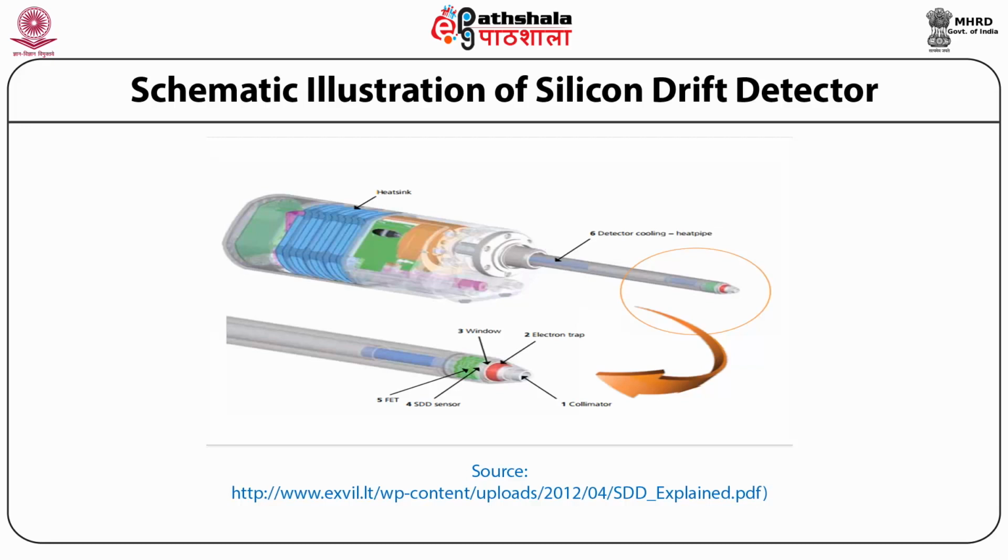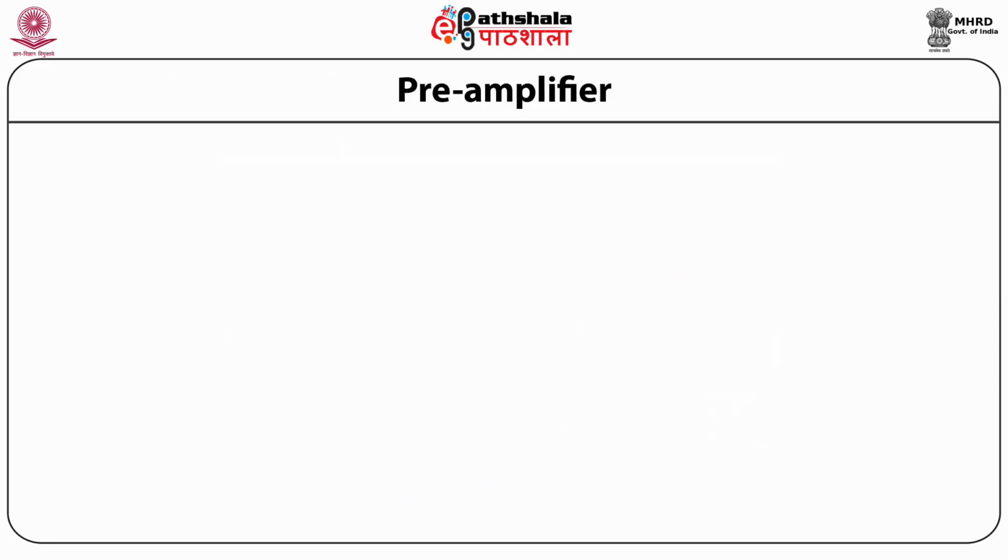A Peltier device is a thermoelectric device bound to the SDD sensor. Heat from these devices is transferred to cooling fins in the body of the detector. It is carried by a cold finger or heat pipe where it is dissipated. Next, after the SDD, we will discuss the preamplifier.